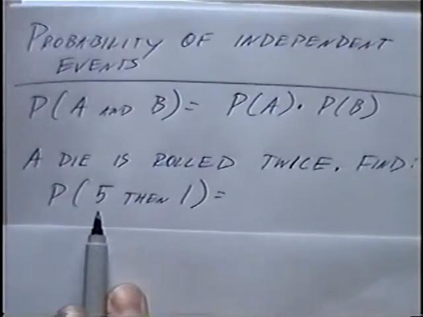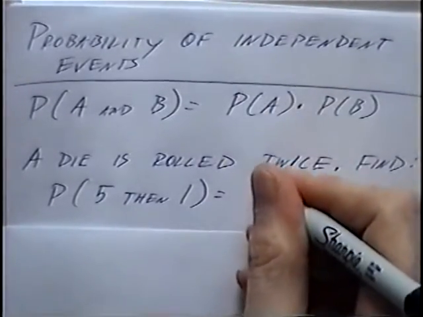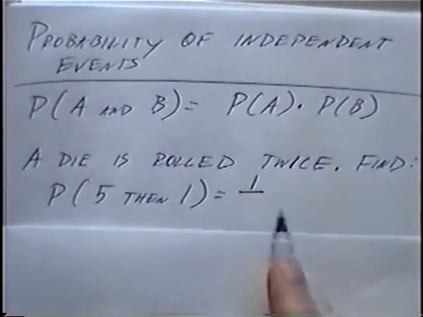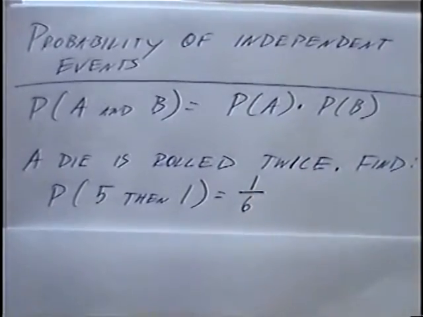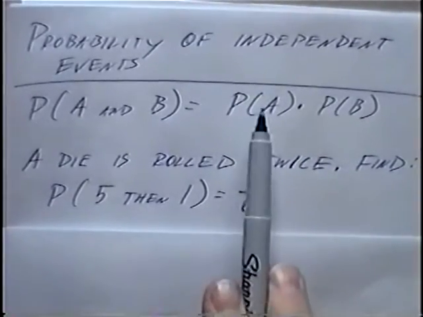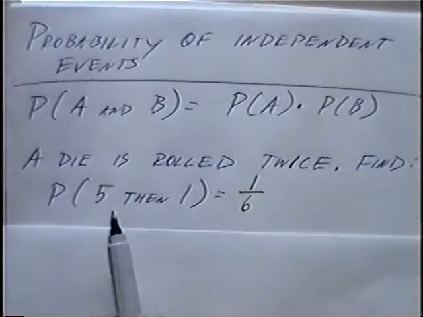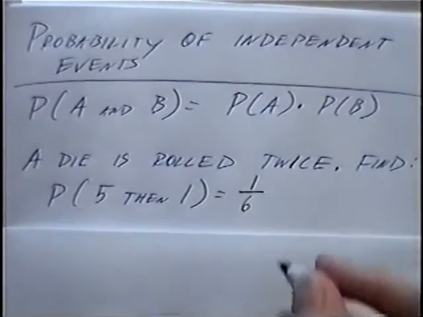First number we're looking for is a 5. There is one 5 on a 6-sided die. Over the possible outcomes, there are 6 different numbers that we could roll. So the probability of the first event, 1 out of 6 for rolling a 5.